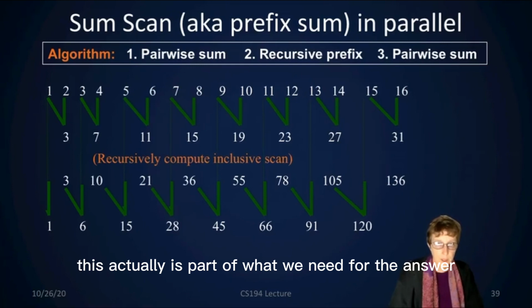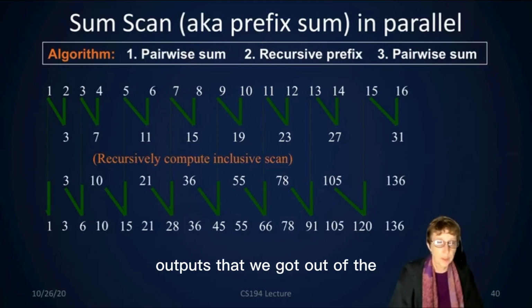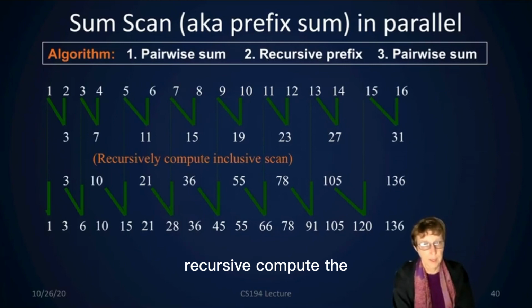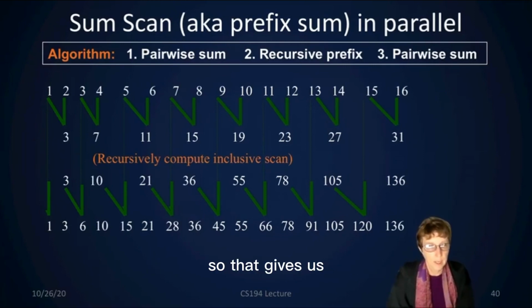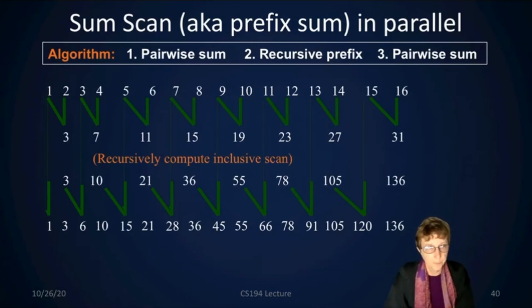And this actually is part of what we need for the answer. And the other thing that we need for the answer are actually those outputs that we got out of the recursive compute, the inclusive scan that we did in the recursive call. So that gives us all the elements that we need in the output array.